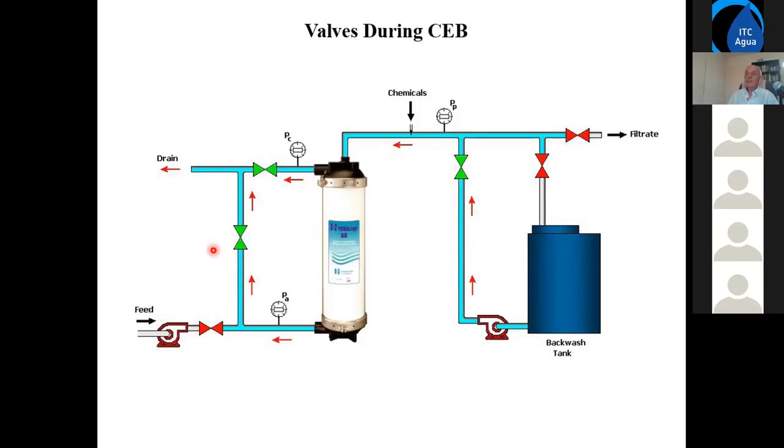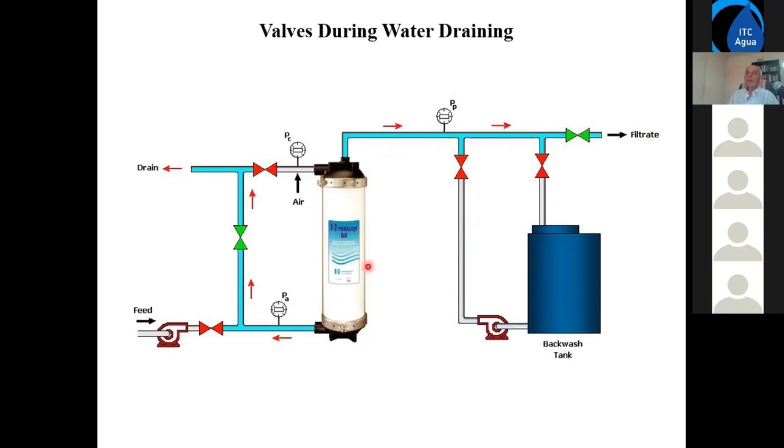During the CEB, again, this is the backwash flow and we add chemicals to the filtrate flowing in the backwash mode. During the draining, we open the filtrate and allow the water to drain. We apply air here and fill the element with air, which forces the water to drain from the element. And then we pressurize. This is for the integrity test.